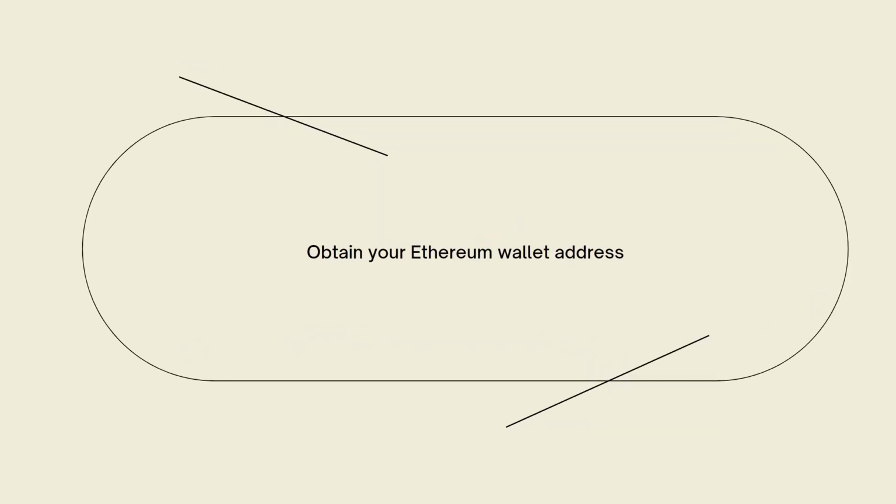Now obtain your Ethereum wallet address. In Trust Wallet, navigate to your Ethereum wallet and copy your wallet address. You will need this address to receive the converted Ethereum.